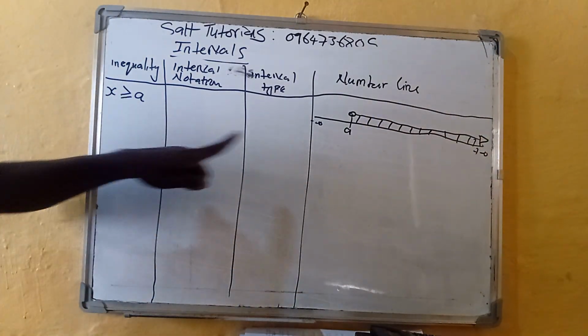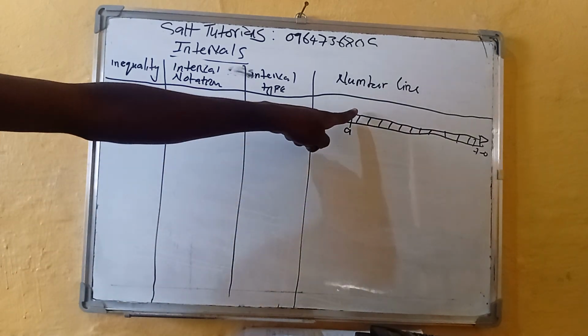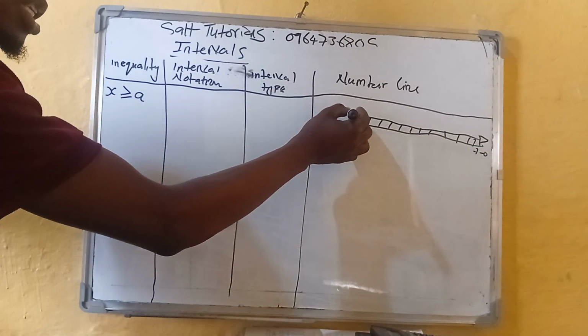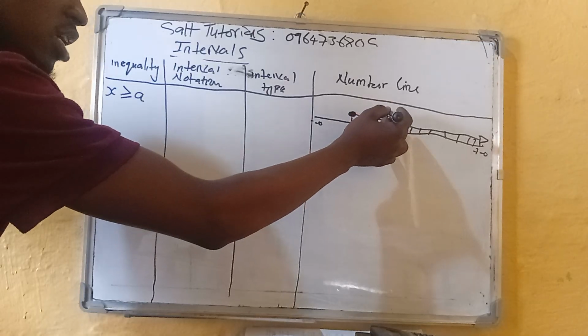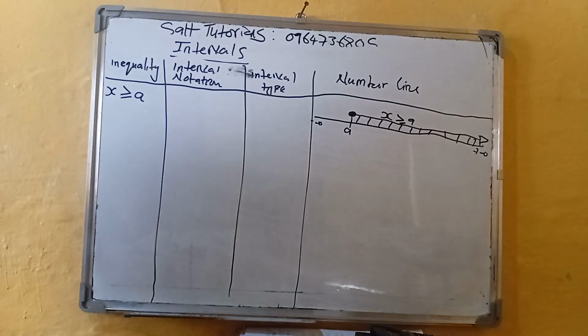But it is not just greater than a, it is also equal to a. So at this portion where I'm opening my bubble in the number line, I'm also supposed to shade it, indicating that this portion is not just greater than, but it is also greater than or equal to a. This is what we mean. I'm going to my right direction.